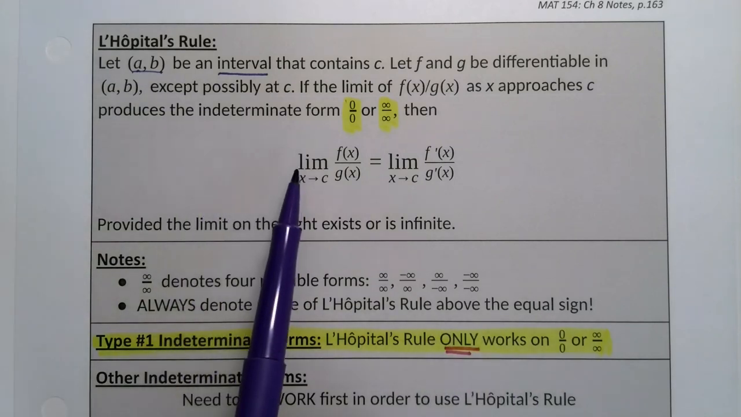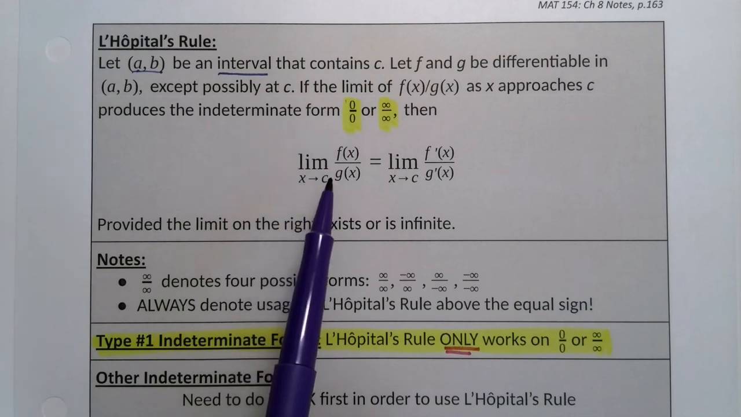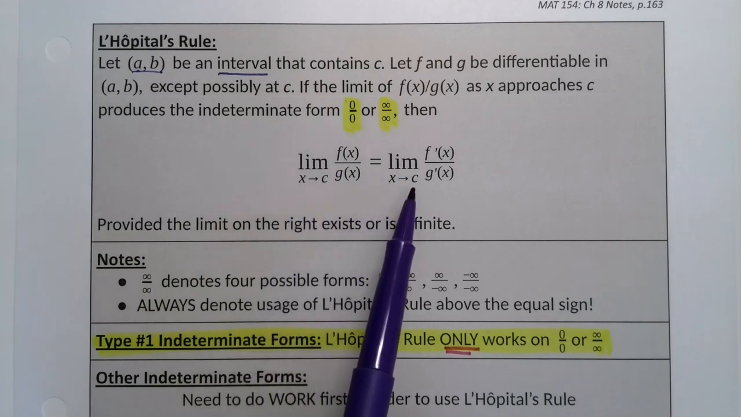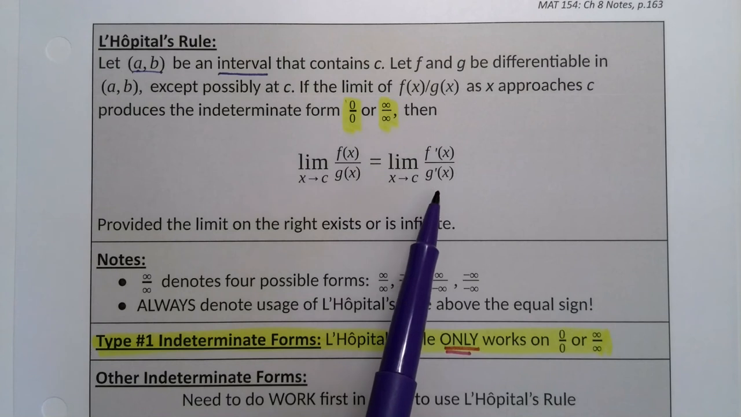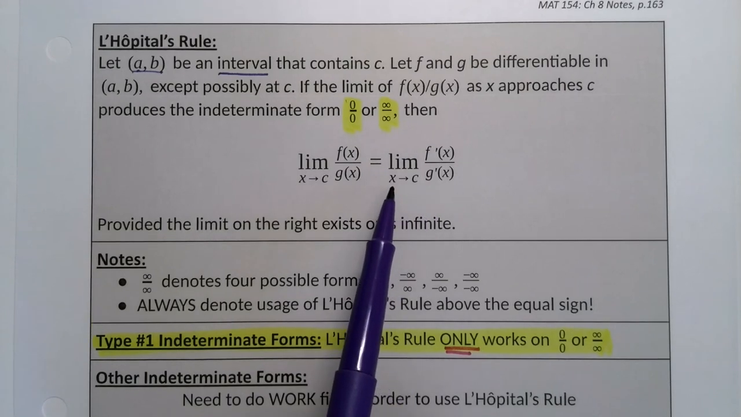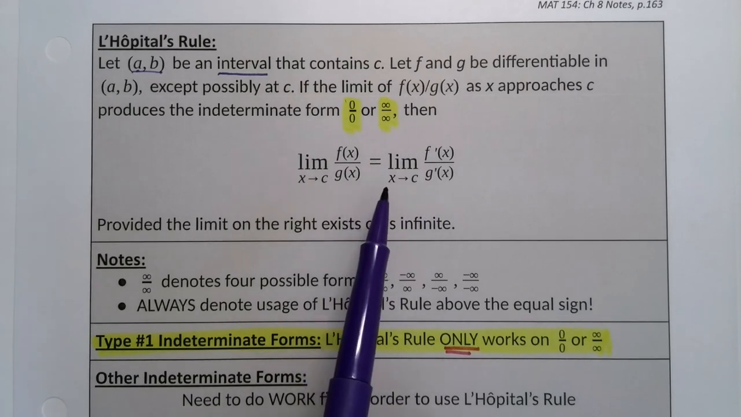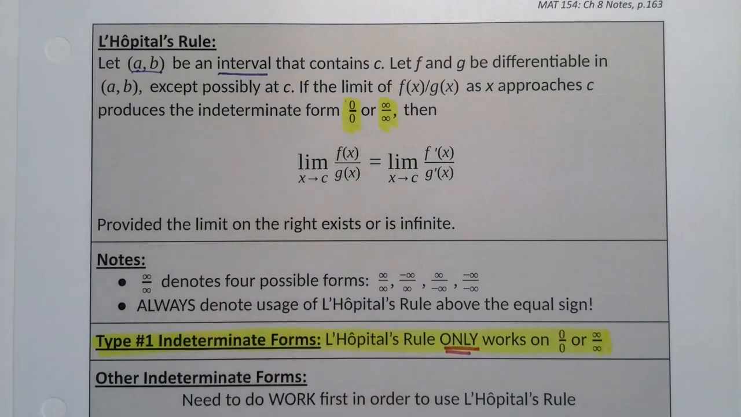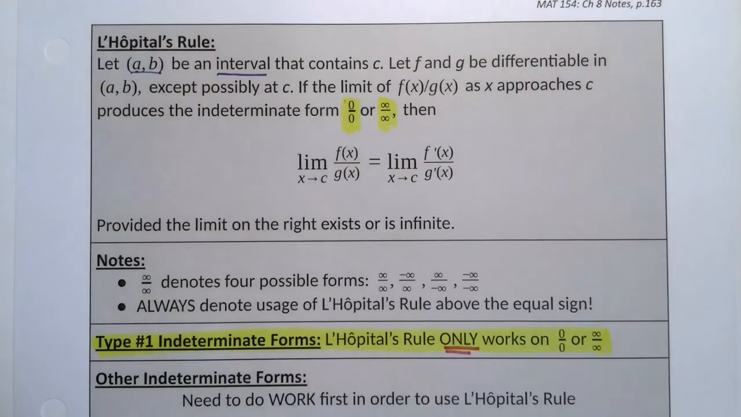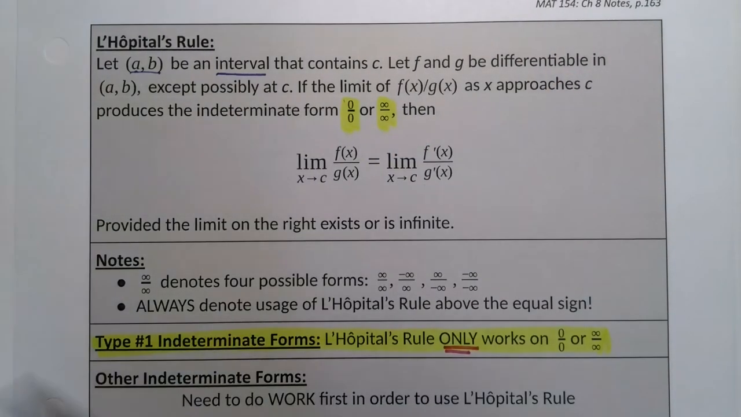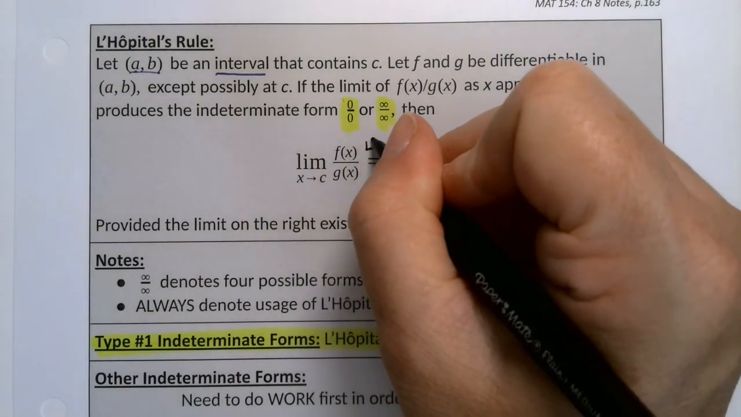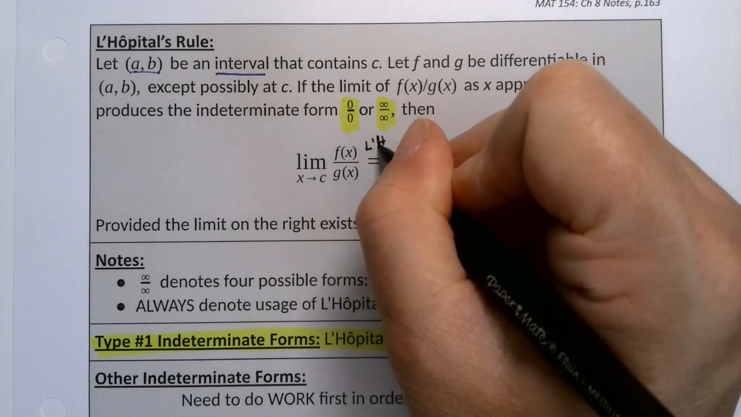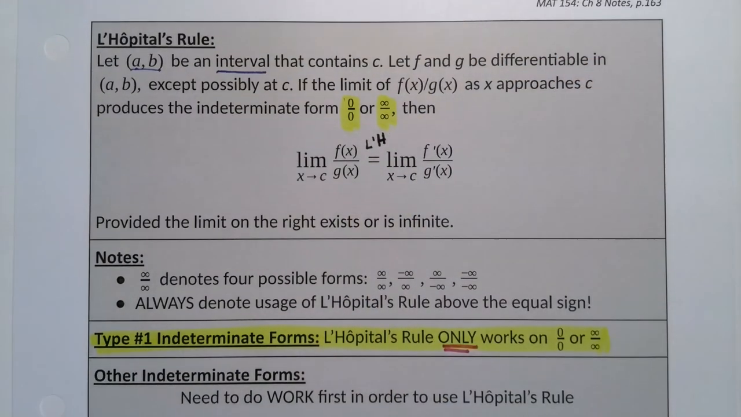Then it would be that the limit as x approaches c of f of x over g of x is equal to the limit as x approaches c of f prime of x over g prime of x. It's a little tricky. They're not quite equal. It's that they're equivalent. It's sort of the same thing that we were talking about a couple pages ago. So what we do is to denote this, over the equal sign, we put a little L apostrophe H. Some books actually just do an H.